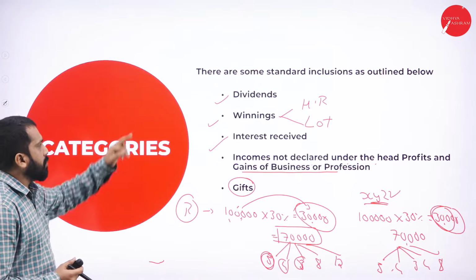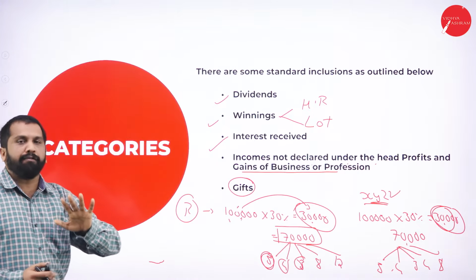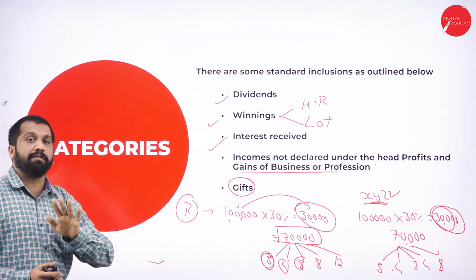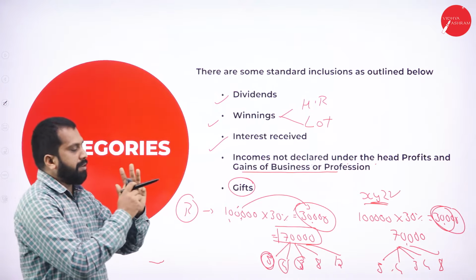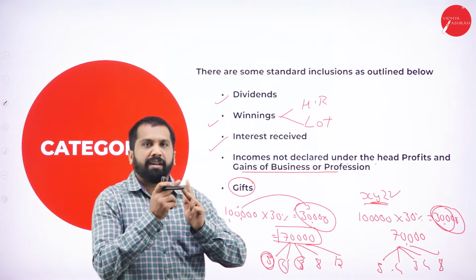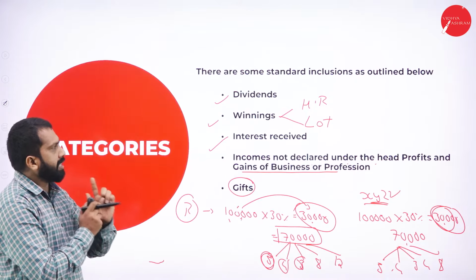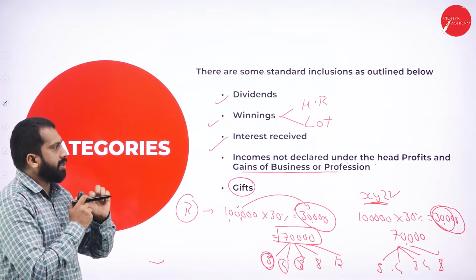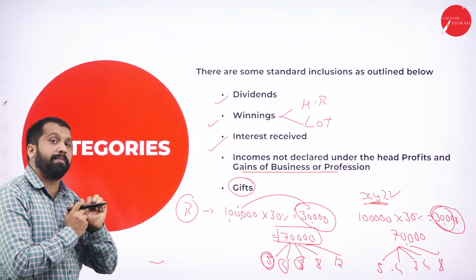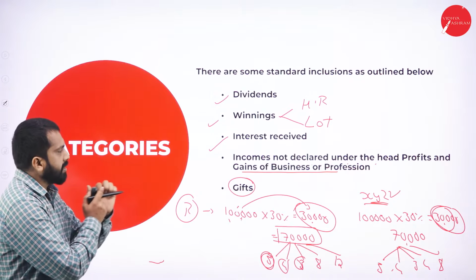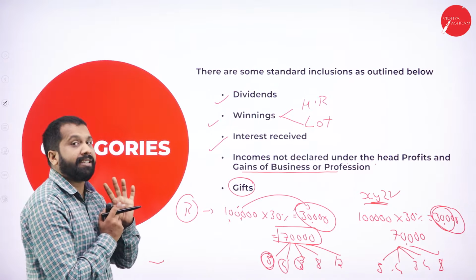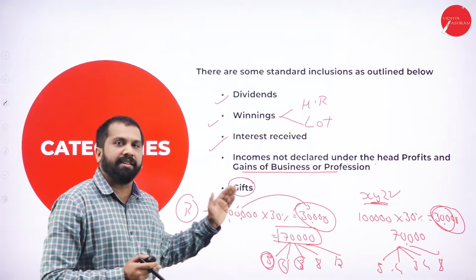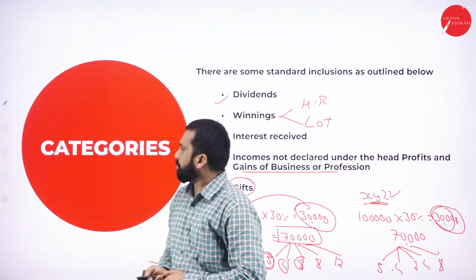So in total, 1, 2, 3, 4, 5: we got 5 items for income from other sources. Which are those? Dividend, interest, winnings from horse race and lottery, income not declared under profits or business, and the last one is gift. These come under income from other sources.